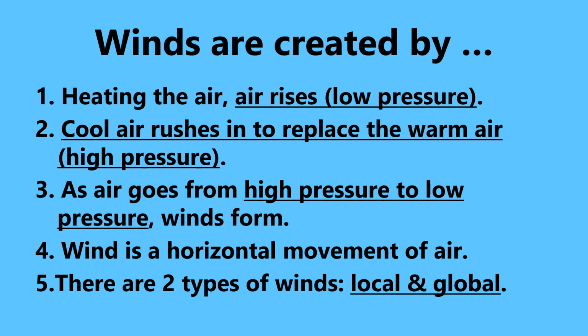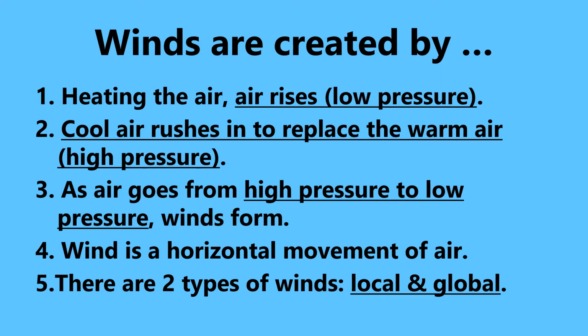As the air goes from high pressure to low pressure, the winds start to form. So the wind is moving from that high pressure, it's whooshing in or rushing in, and that low pressure area is going up. So wind is a horizontal movement. So it's moving east to west or west to east. It's not ever moving directly north to south.